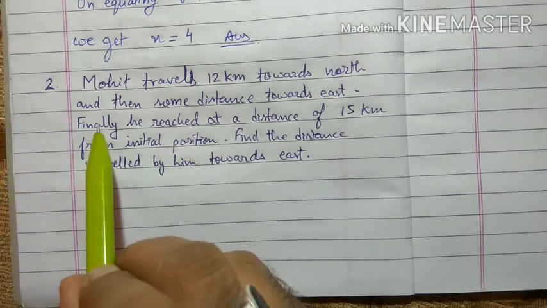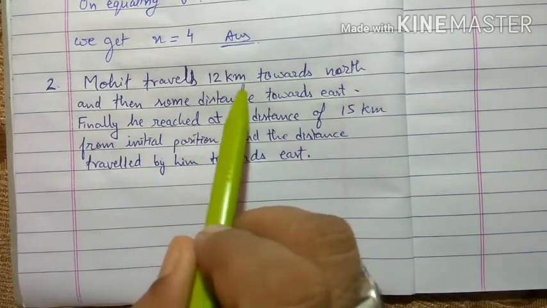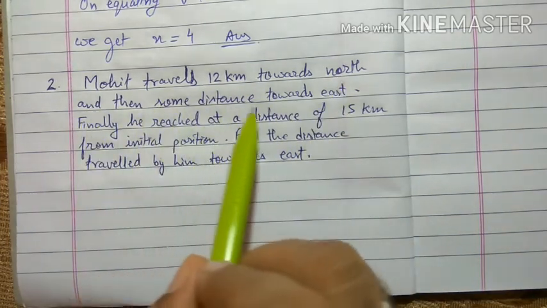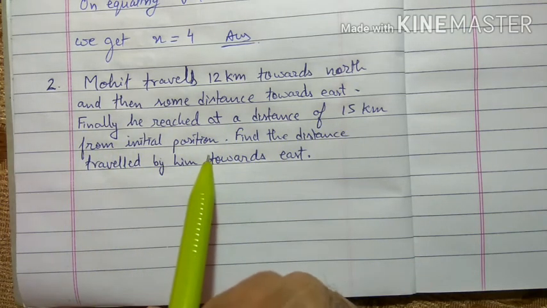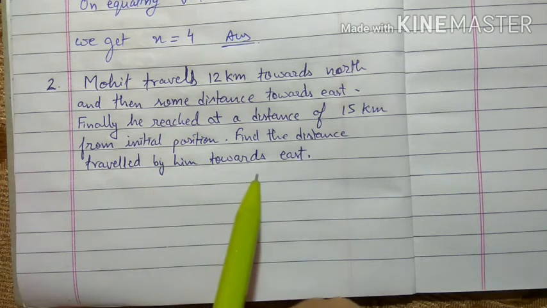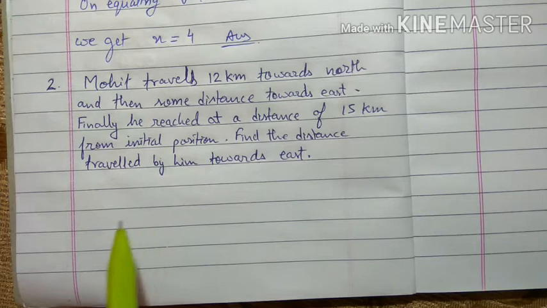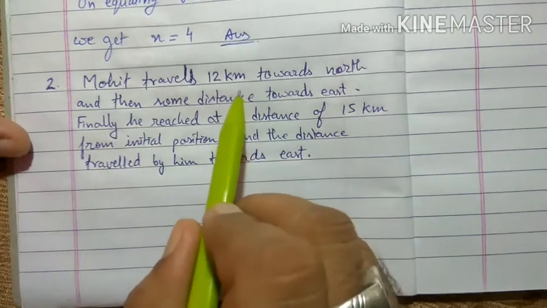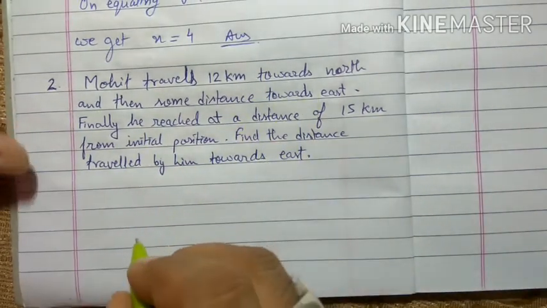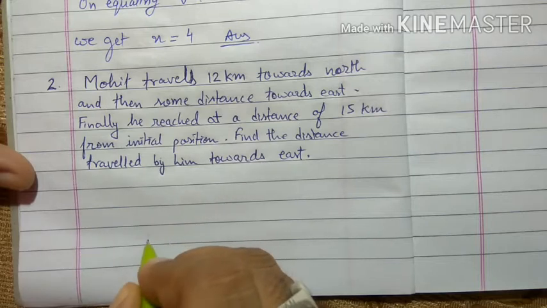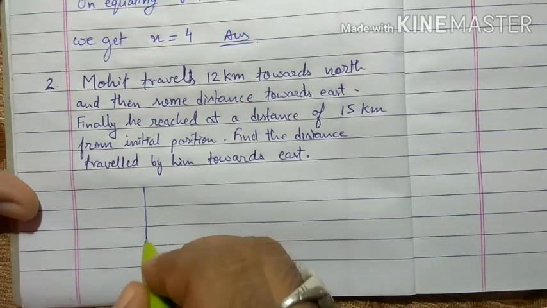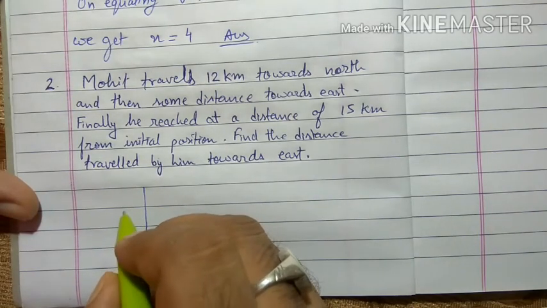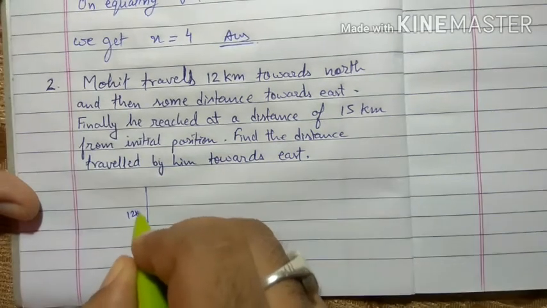Now this is the next question, in which Mohit travels 12 km towards north and then some distance towards east. Finally he reached at a distance of 15 km from initial position. Find the distance traveled by him towards east. So in this question we have to draw a figure. Mohit travels 12 km towards north. So if this is the starting point, we may draw like this way. This is the north direction. So Mohit travels 12 km.